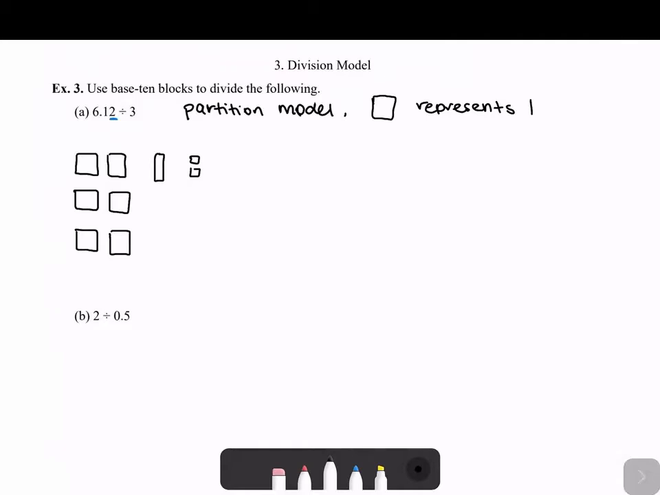And just like with our regrouping, we start doing that with the units. So I cannot break up these units into 3 different groups because I only have 2 of them. So what I'm going to do is regroup this long into 10 units.